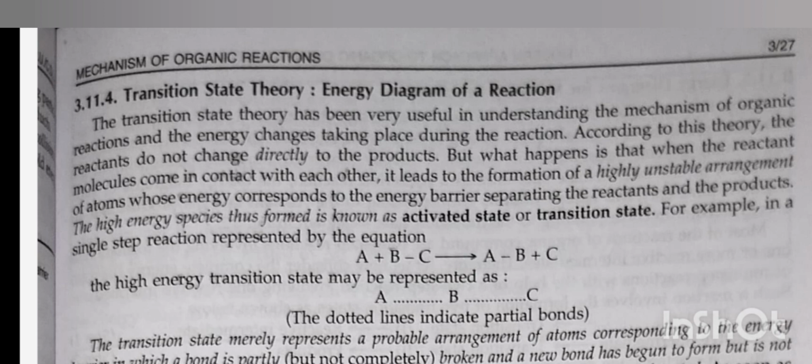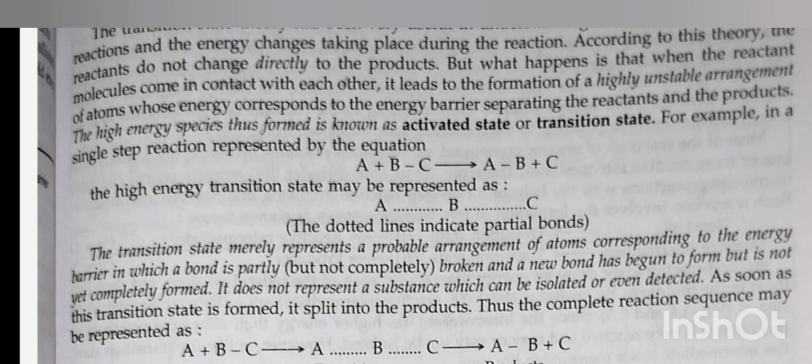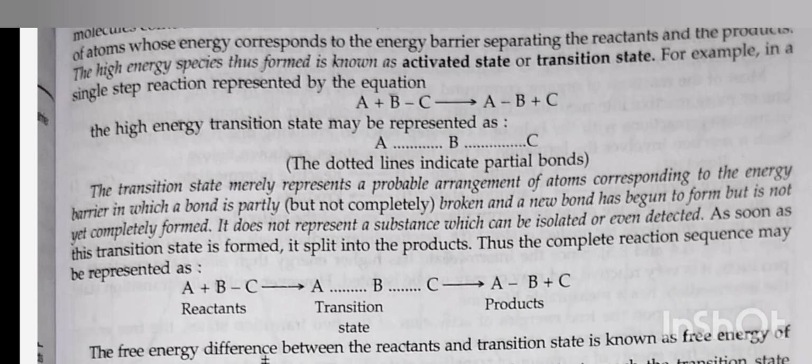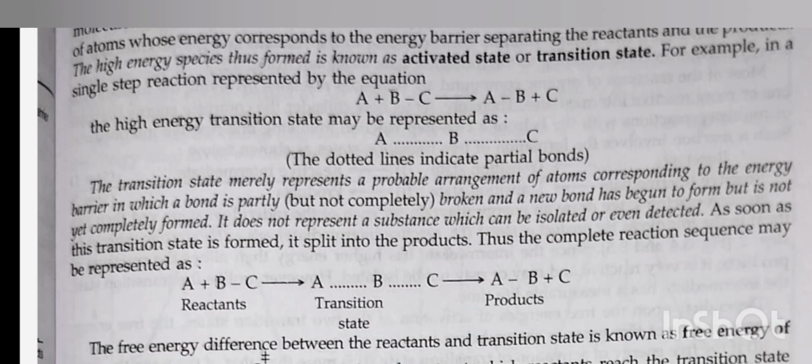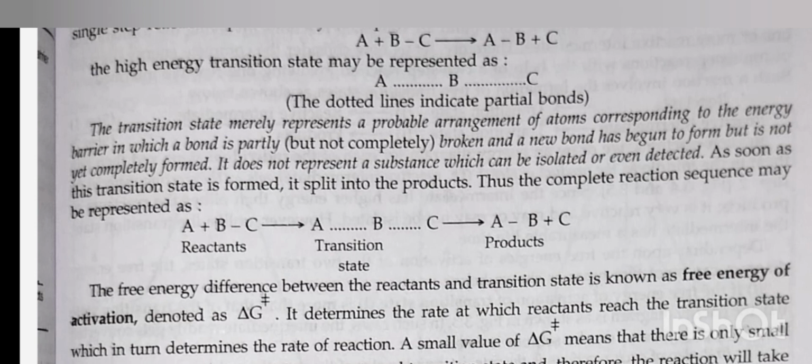For example, in a single step reaction represented by the equation A plus B minus C converted into A minus B plus C, the high energy transition state may be represented as shown, where the dotted line indicates a partial bond. The transition state mainly represents a probable arrangement of atoms corresponding to the energy barrier in which a bond is partially but not completely broken and a new bond has begun to form but not yet completely formed. It does not represent a substance which can be isolated or even detected.